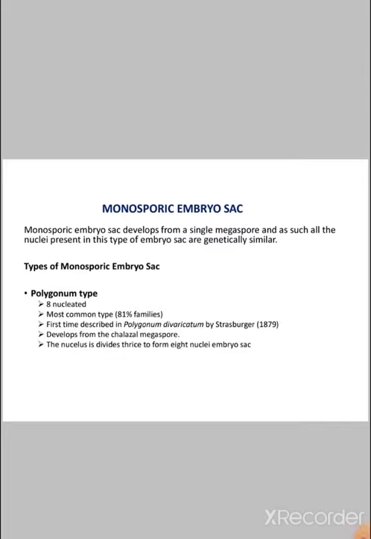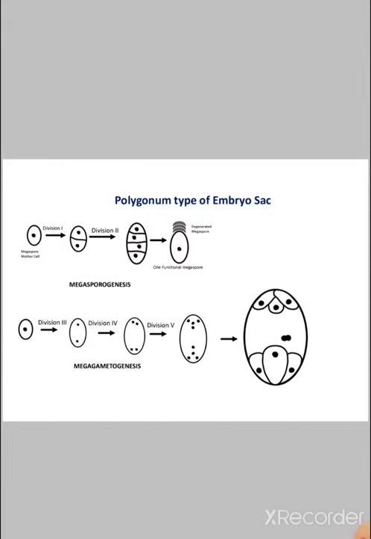First one is the polygonum type, 8 nucleate, the most common type. First described in Polygonum, it develops from the chalazal megaspore. The nucleus is divided thrice to form an 8 nucleate embryo sac. In this diagram, we show the steps in development of the polygonum type of embryo sac.